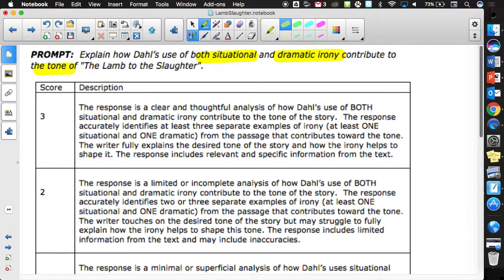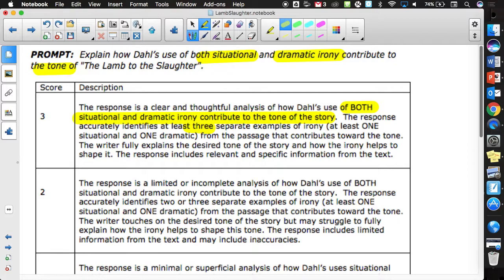We know what tone is, the overall mood, the attitude. The tricky part is going to be explaining how those things go together. So there are some elements that make it a little bit trickier maybe than others. Take a look at the description of a 3. Here, of the boxes that you have, a response is a clear and thoughtful analysis of how Dahl's use of both situational and dramatic irony contribute to the tone of the story. The response accurately identifies at least 3 separate examples.